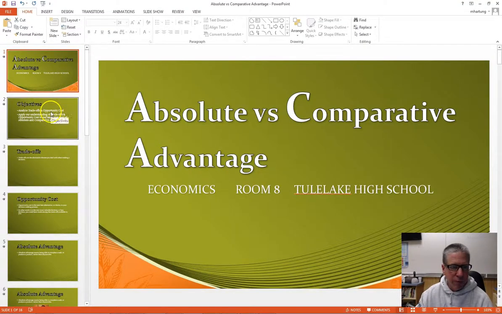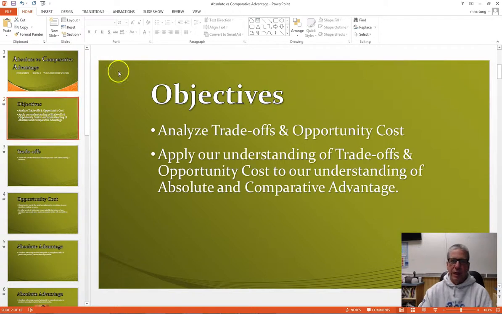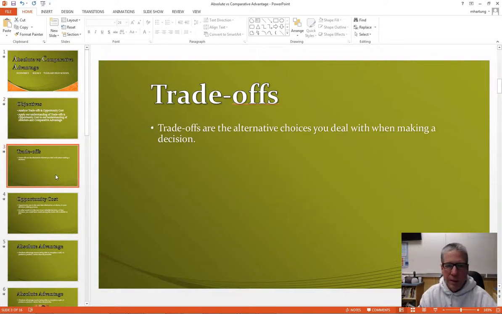Okay. First of all, let's take a look at our objectives here. We're going to analyze trade-offs and opportunity costs. And then we're going to apply that understanding of trade-offs and opportunity costs to our understanding of absolute and comparative advantage. And then at the end of this lesson, we'll have just a great little application for you to apply those concepts. First of all, we need to learn about trade-offs.